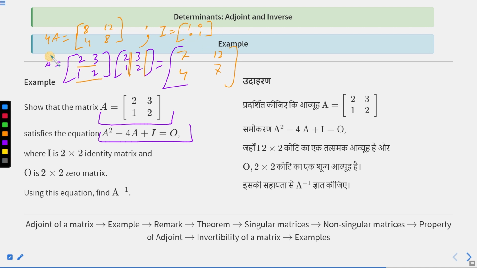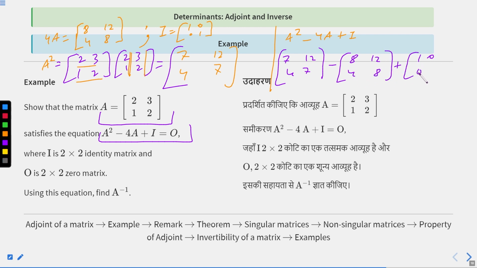Now I will be doing the operation A square minus 4A plus I. A square is 7, 12, 4, 7. Minus 4A means minus 8, 12, 4, 8, plus I, which is 1 0 0 1. Okay, simple. So first of all solve this.